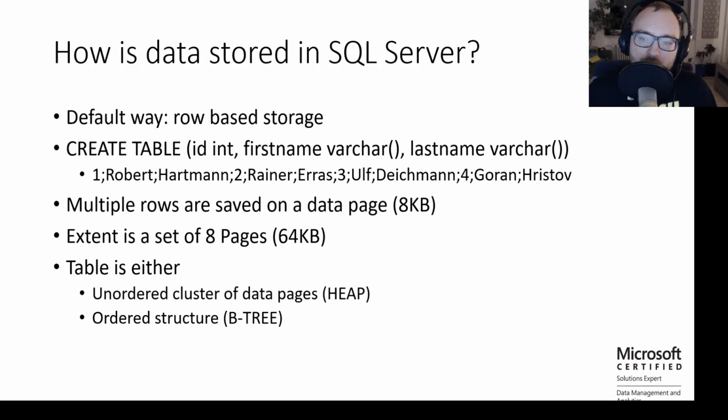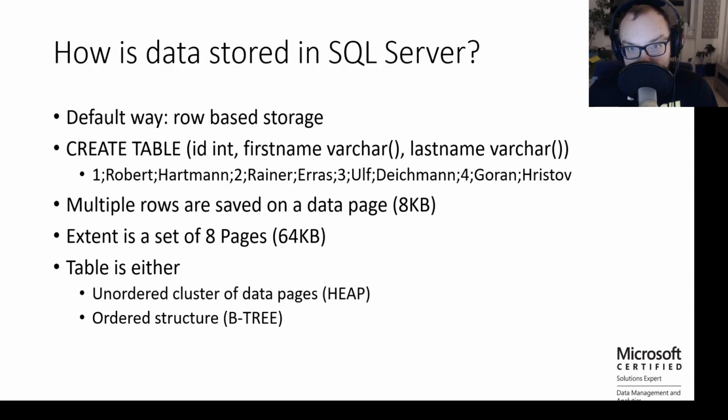So now coming to table, what is actually a table now? A table can be two things. It can either be an unordered cluster of data pages. So you have many data pages where your row data is at, and basically you have one big index file or index page that tells you what other data pages belong to your table. This is called a heap table.